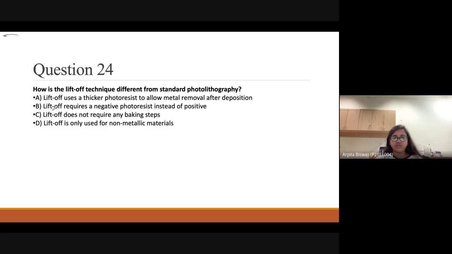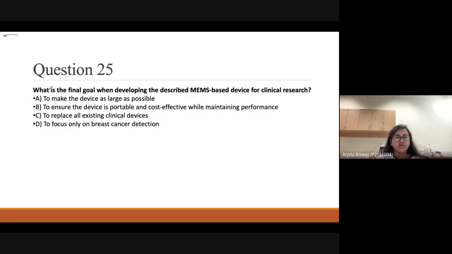The right option is first: lift-off uses a thicker photoresist to allow metal removal after the deposition. So next move toward the question number 25.